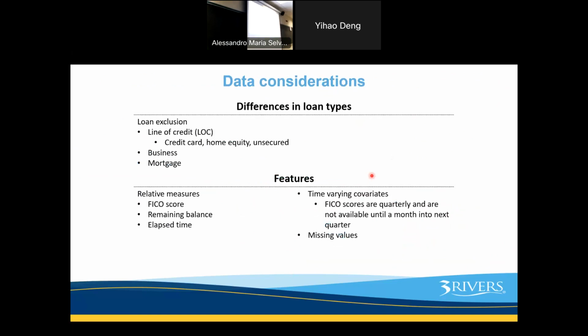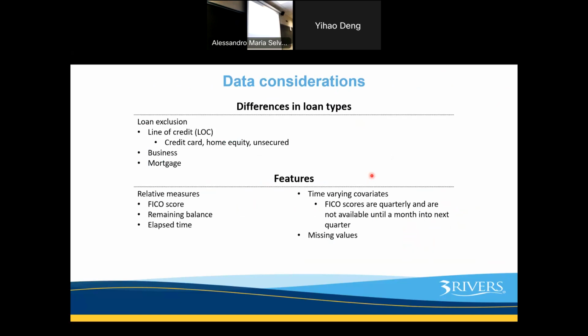All right, so those are the models, and now there are data considerations we need to take into account when we're processing the data set. The first is what loans are we going to use? There are many types of loans that Three Rivers offers: mortgages, auto loans, credit cards, home equity. And within these loans, there's variation that might be different enough that we don't want to include the same type of loan.